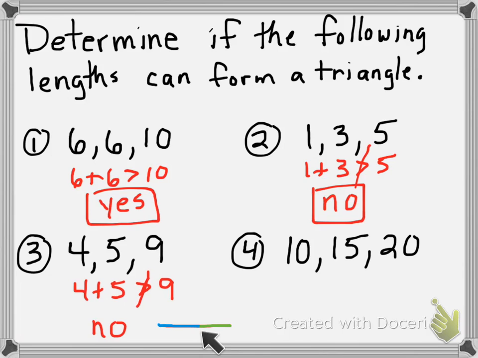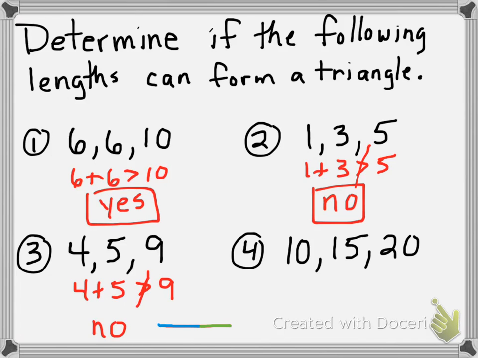So if that happens, then you don't have a triangle. You have a straight line. So that's not a triangle. So this cannot make a triangle. Okay, that's why the inequality theorem is just greater than, not greater than or equal to, because it has to be bigger than C. Can't be equal to.